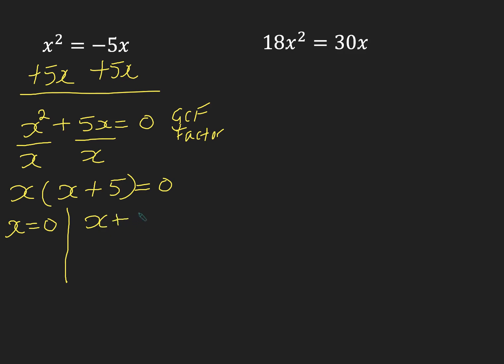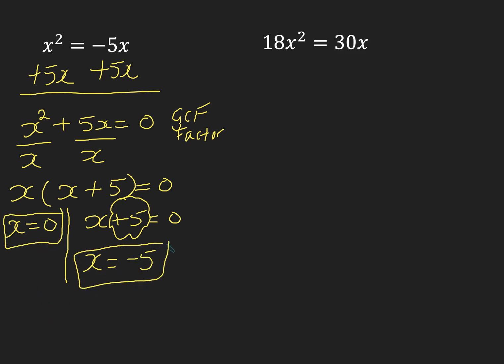This is x plus 5 equals to 0. So solving for x, here's my little bubble around the plus 5. So x equals negative 5. So your answer, x equals to 0 or x equals negative 5. I have 18x squared equals to 30x. Again, they must be set to 0. So I'm going to minus 30x on both sides.